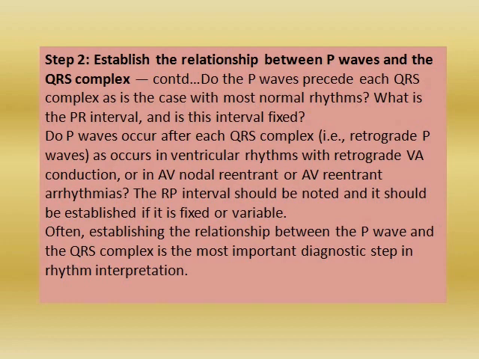Retrograde ventriculoatrial contraction, or in AV nodal reentrant or AV reentrant arrhythmias? The RP interval should be noted, and it should be established if it is fixed or variable. Often, establishing the relationship between the P wave and the QRS complex is the most important diagnostic step in rhythm interpretation.